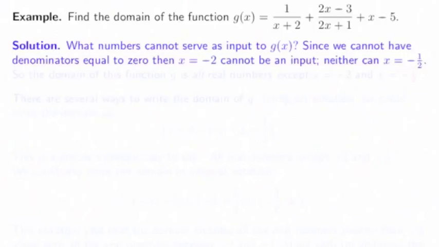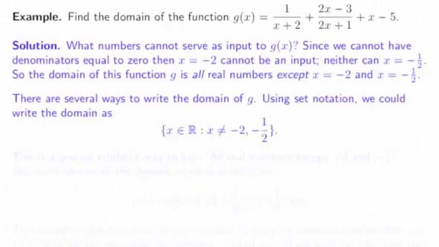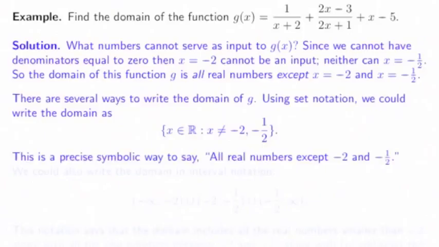Also, we cannot have x equals minus 1/2 as an input because that would make the second fraction have a denominator of 0. Those are the only two problems, so the domain of this function is all real numbers except x equals minus 2 and x equals minus 1/2. There are several ways to write the domain of g. Using set notation, I could say that it's the set of all real numbers x with the property that x is neither minus 2 nor minus 1/2. That's a precise way to say all real numbers except minus 2 and minus 1/2.